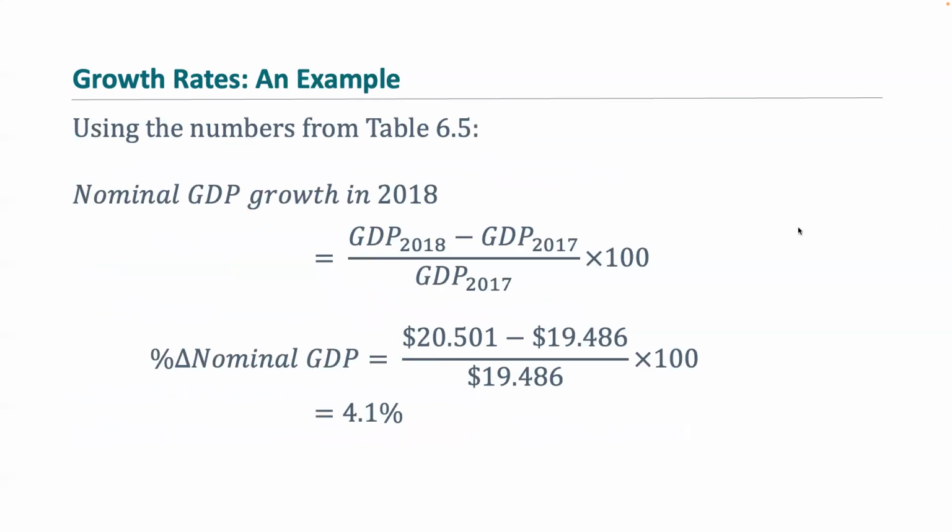Here they give you an example from table 6.5, and they take GDP in 2018 minus GDP in 2017 divided by 2017 GDP and times 100, and that gives us a percent change in nominal GDP of 4.1%. And because it is a positive number, we can assume that the economy was in fact expanding.